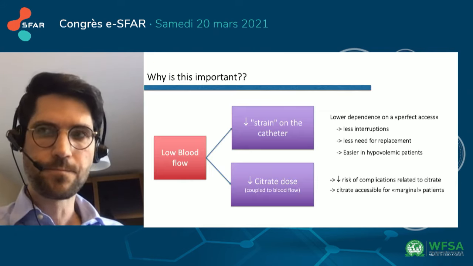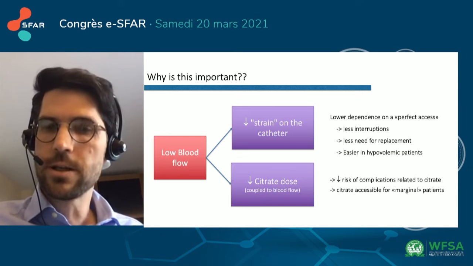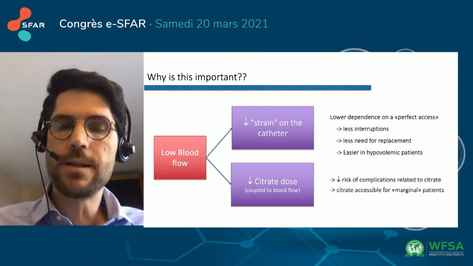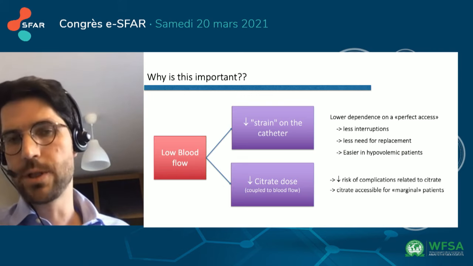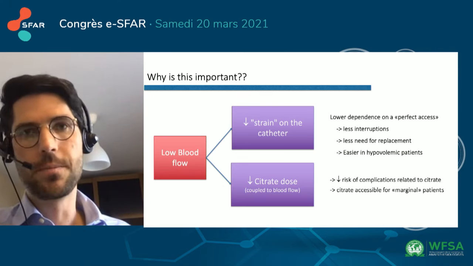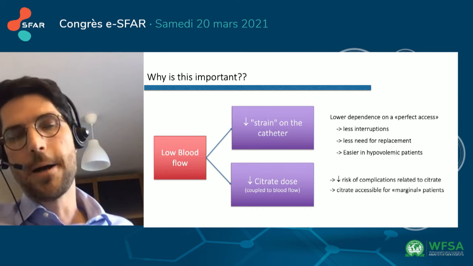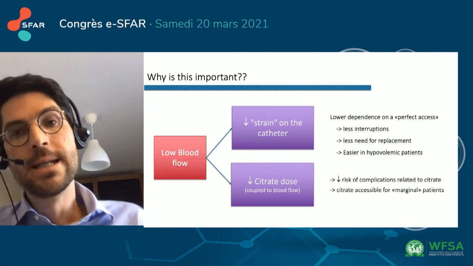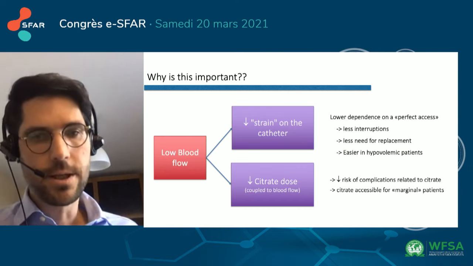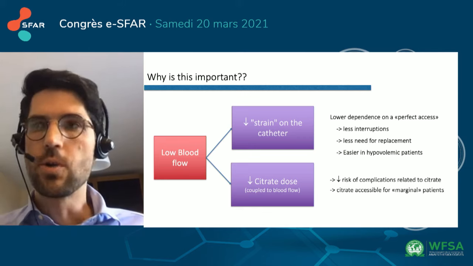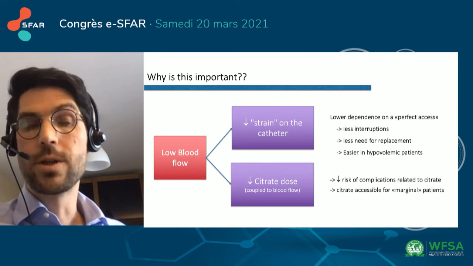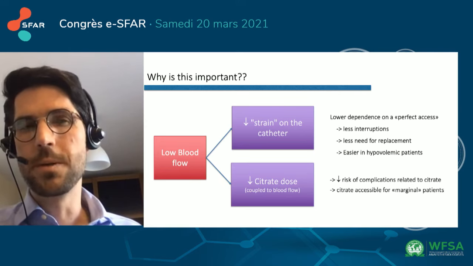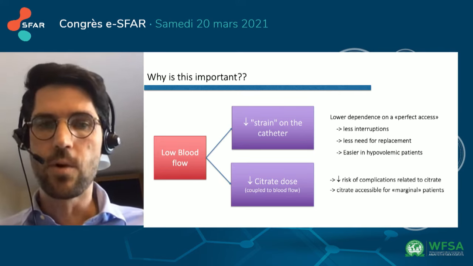Next slide. So there's less strain on the catheter, and the second benefit is that because the blood flow is lower, and as you know, citrate, which we've recommended to use a little bit before, the lower blood flow means lower need for citrate because the citrate is coupled to the blood flow. So less citrate means less risk of complication, and therefore you can use citrate for patients for whom you would be more comfortable using it. Next slide.